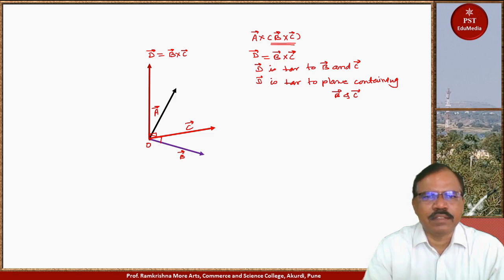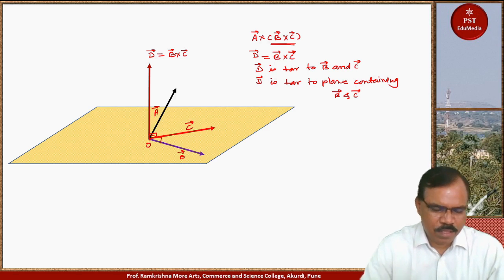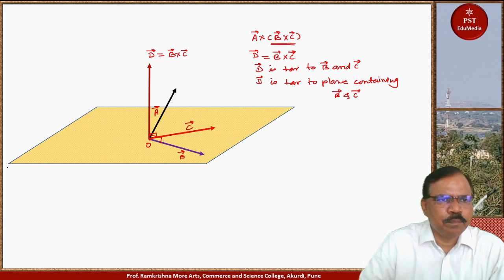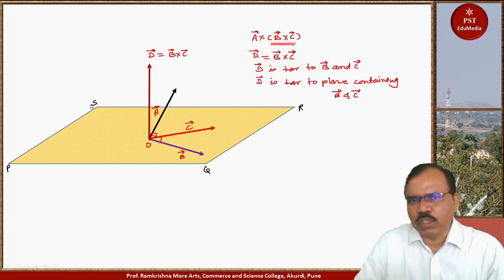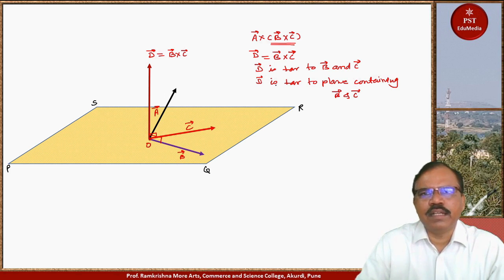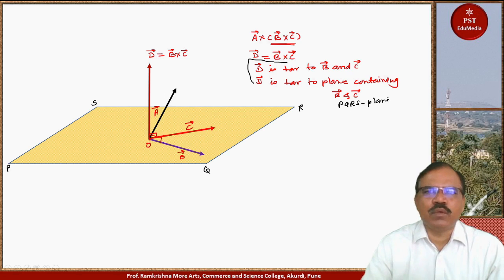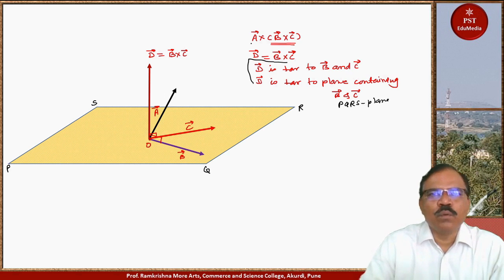So I will draw the plane. Let us call this plane PQRS. Here D, which is B cross C, is perpendicular to the plane containing B and C. So that plane is the PQRS plane. Now we have to take A cross B cross C.